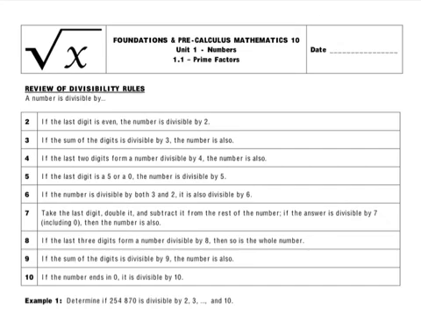Okay, number 3, how do we know if a number is divisible by 3? Well, we're going to add up all the digits in that number, and if that sum of those numbers is divisible by 3, then the number itself will be divisible by 3.